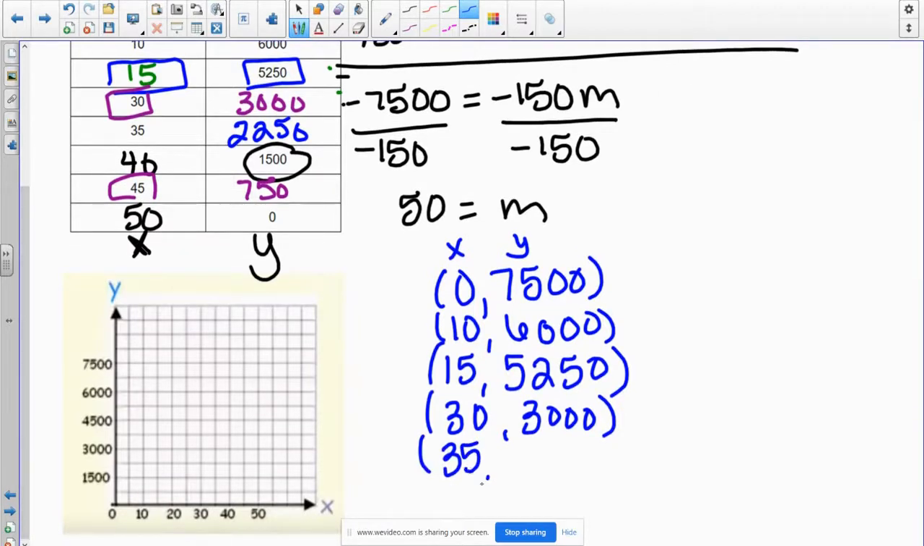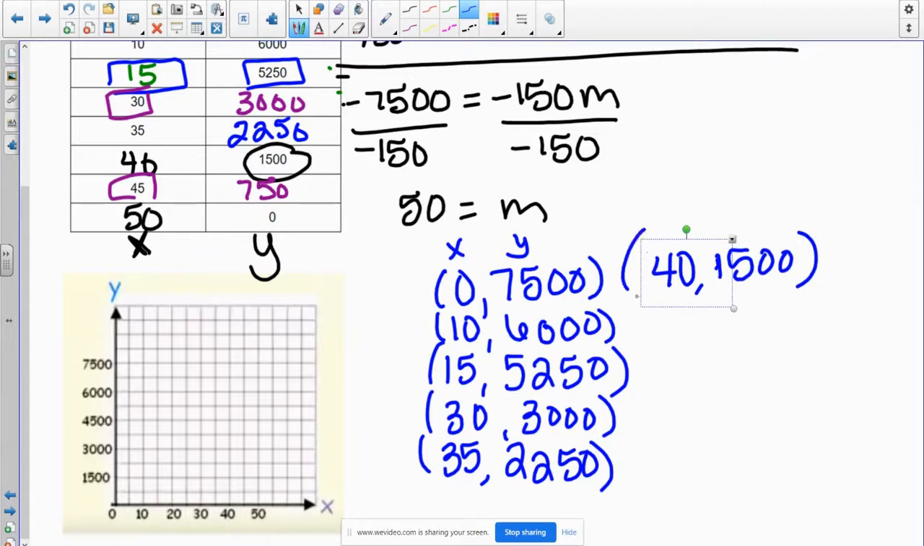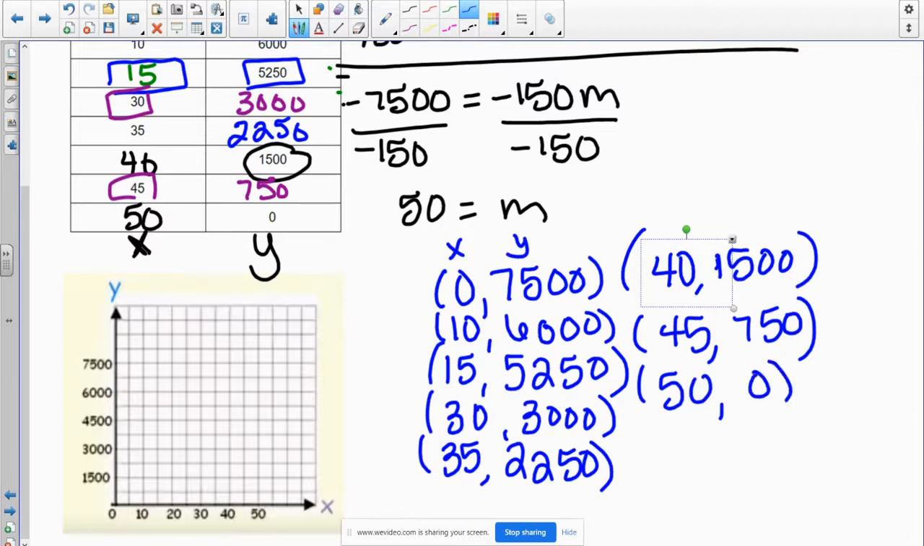After 35, there's 2,250 liters of water. I'm gonna bounce up here. 40, that's your input. Your output would have left you with 1,500 liters of water. After 45 minutes of input, your output would have been 750. Your input here is 50, and we've run out of water at 0.